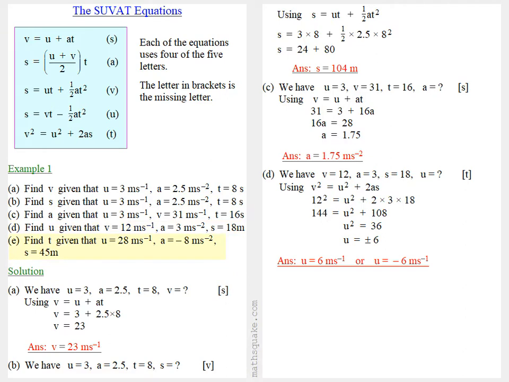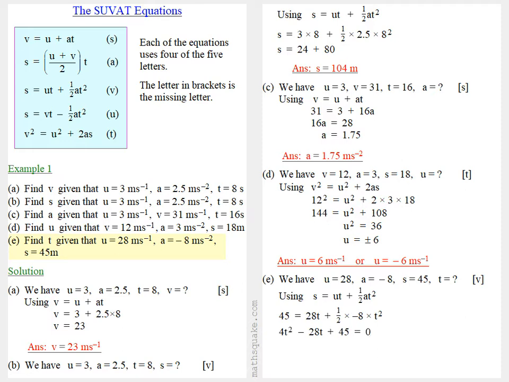And in part E, we're asked to find t, given that u is 28, a is minus 8, and s is 45. So if we list those down, we find the missing letter is v, and so we're going to use the equation s equals ut plus a half at squared. Substituting in gives us 45 equals 28t plus a half times minus 8 times t squared. Now that simplifies to 4t squared minus 28t plus 45 is 0, which is a quadratic equation. We can solve that by either using the formula or factorising. Now this one does factorise as 2t minus 9 into 2t minus 5 equals 0. So that tells us t is 9 over 2, or t is 5 over 2. So our answer is the time is 4.5 seconds or 2.5 seconds.